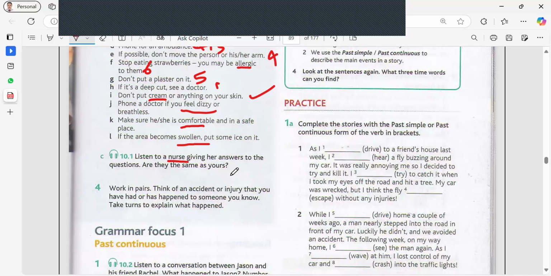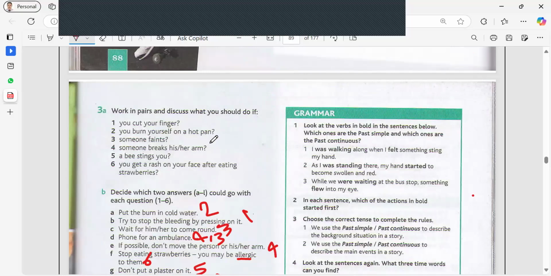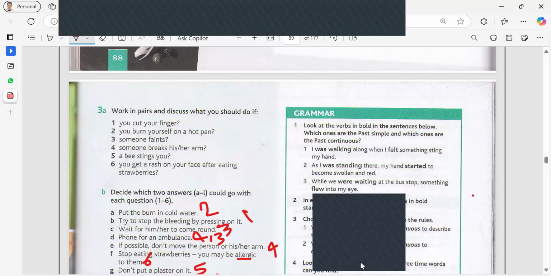Okay. So again, let's listen again, and I'll stop one by one. What should we do in 6 different situations? Let's listen again, and this time, please give full attention.